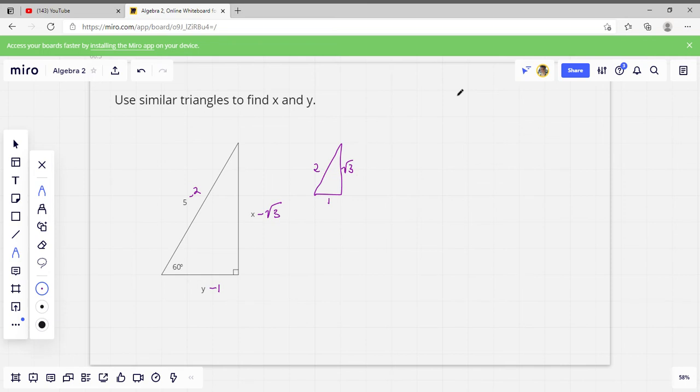Now we need to figure out the scale factor. So we have 5, and we're going to say our 5 is related to 2. So 2 times our scale factor equals 5.